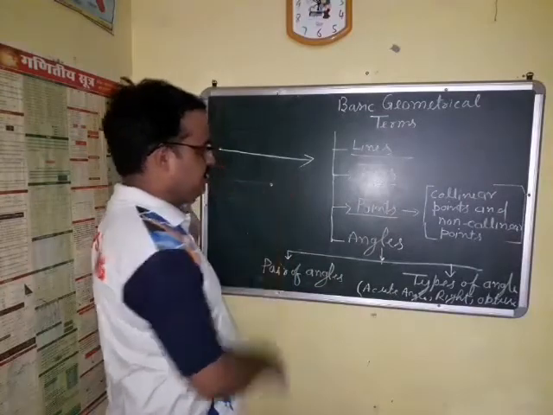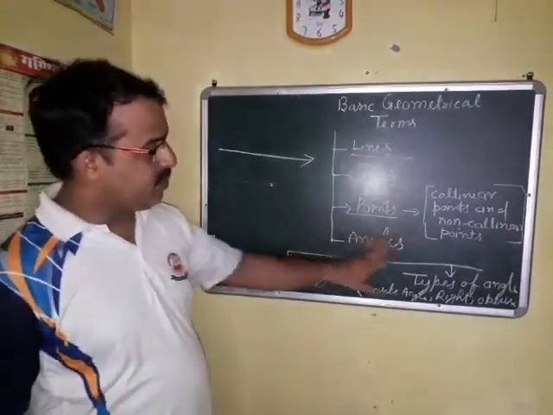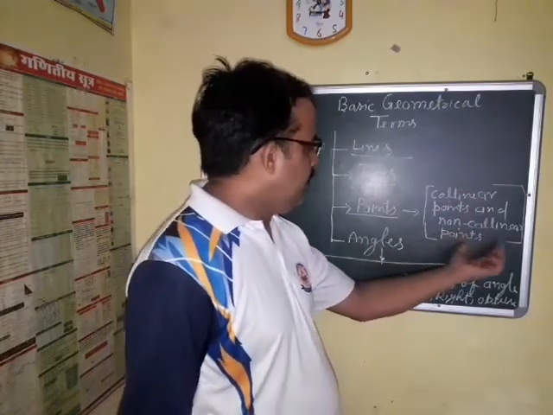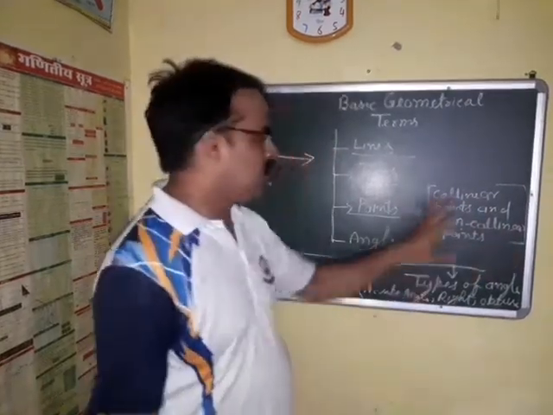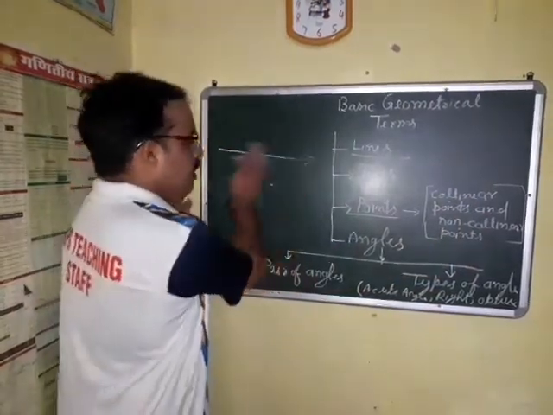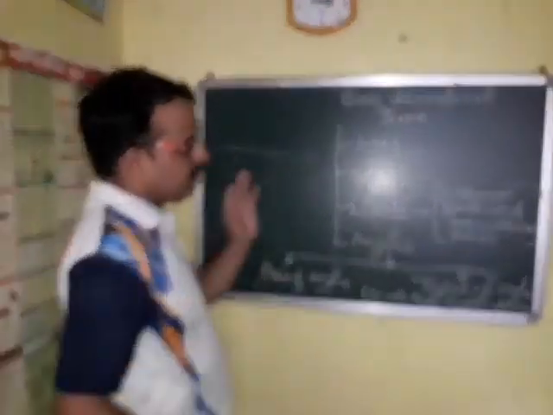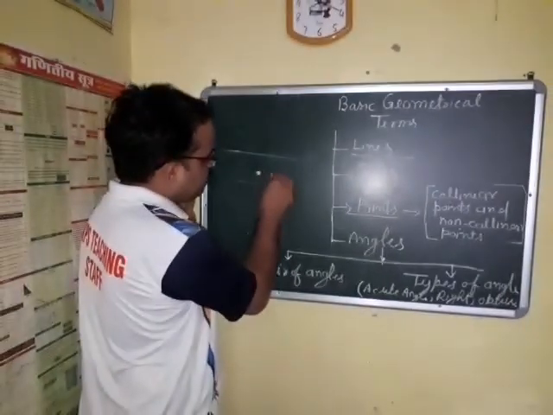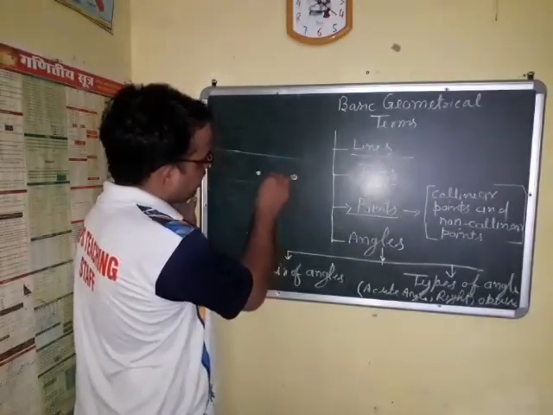And second, we discuss the points. This one is a point. We discuss collinear points and non-collinear points. Collinear points means any 2, 3 or 4 points lie on the same line.